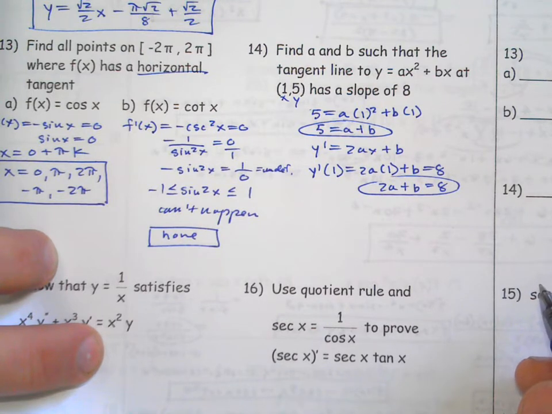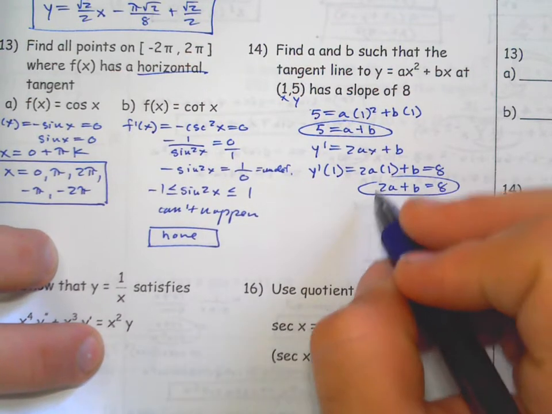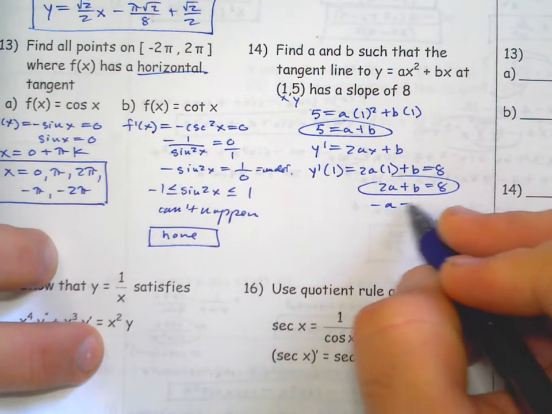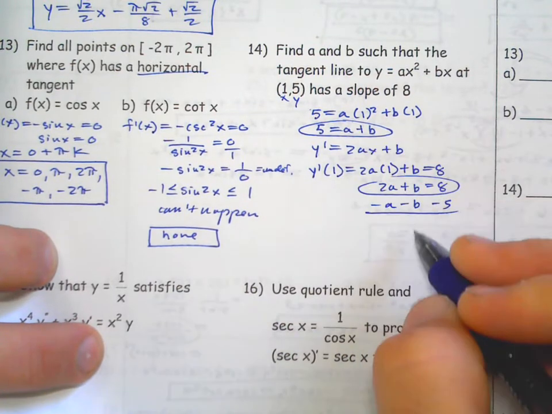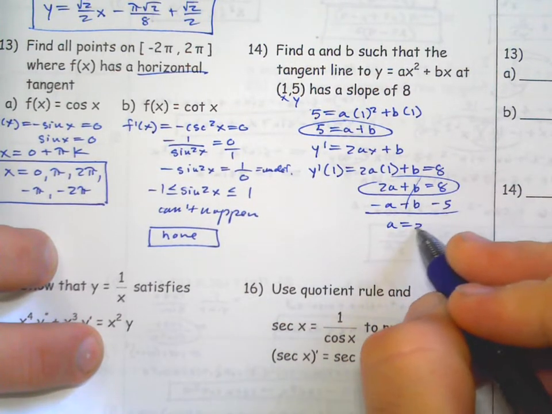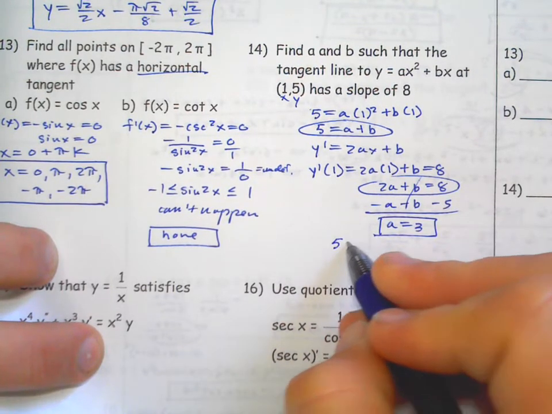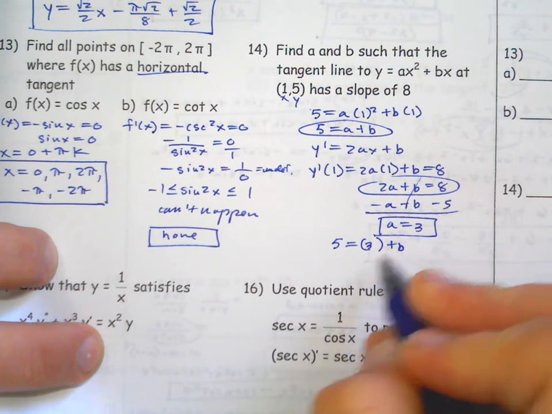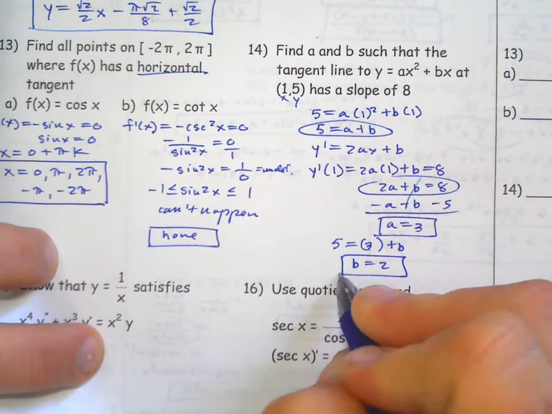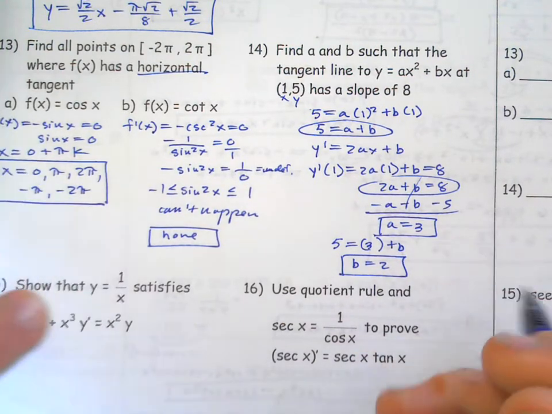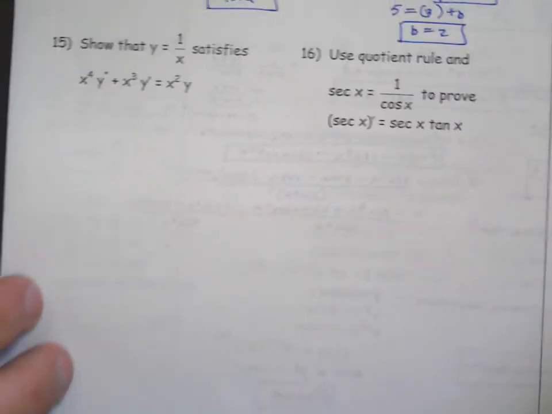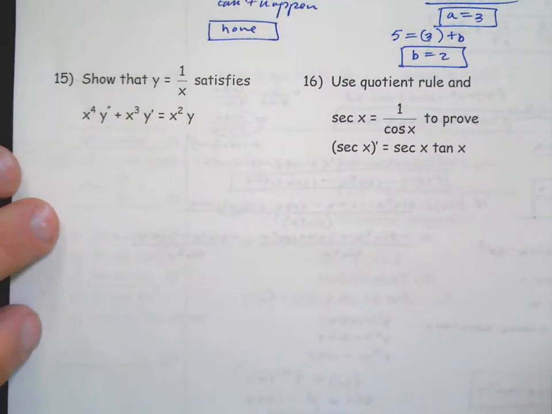Now you could do, this is a system of equations. It's up to you how you want to do it. We could do elimination, subtract a, subtract b, subtract 5, subtract that equation from this one. We get a equals 3. And then plug that into either of these other equations to get b. So you get 5 equals 3 plus b, b equals 2. So I use elimination. You could use substitution. Whatever your favorite Algebra 1 solving systems of equations technique is.